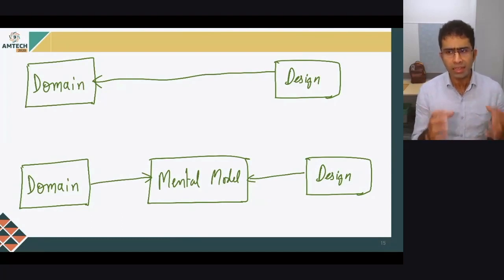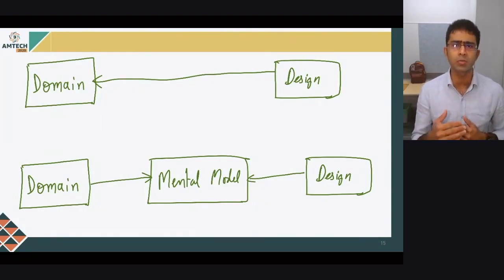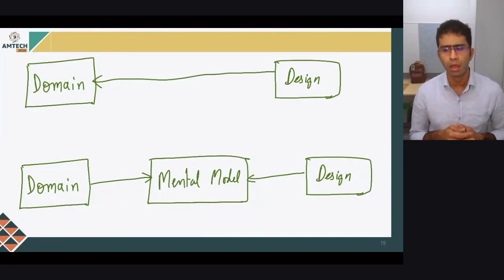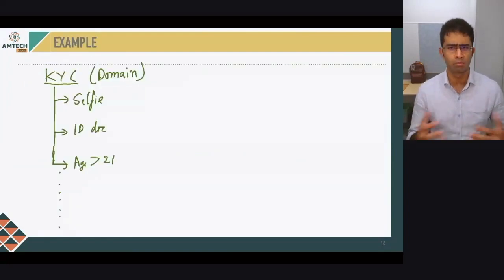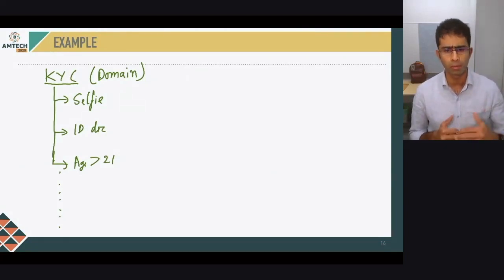So with that understanding, this is tricky. Getting the mental model is tricky. Sometimes the difference between the domain and the mental model is not very obvious. But let me explain with an example that'll give you more insight. With a software example, let's say you have KYC as a problem domain, and your e-commerce website, and you have customers and vendors who come and use your platform, and you want to do KYC of the customer.